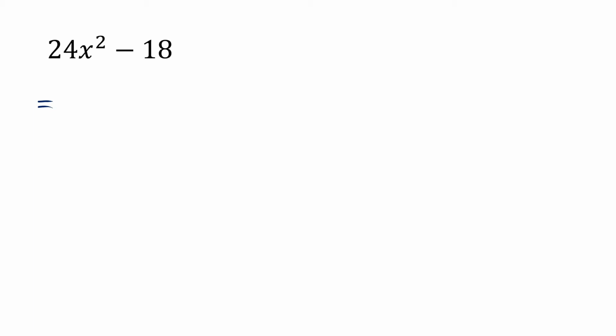So the GCF of 24 and 18 is 6. And we have an x squared. Dito wala namang x squared. So wala tayong may ilalagay sa GCF. And that is now your GCF, 6. Now, let us get the other factor by dividing the original expression by our GCF. So we have 24x squared divided by 6 is 4x squared, minus 18 divided by 6 is 3. This is now your factored expression.